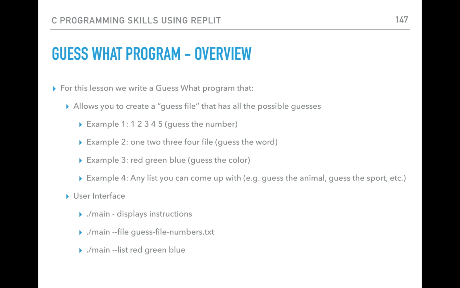For the user interface, notice we're going to have, of course, our main, and if you just run main by itself, it's going to display a list of instructions. If you run main with a --file option, it will open that file, and that'll get all the possible guesses, so you'll see how to read from a file. And if you say main --list, instead of reading from a file, you give it the list right here on the command line. So for example, red, green, blue.